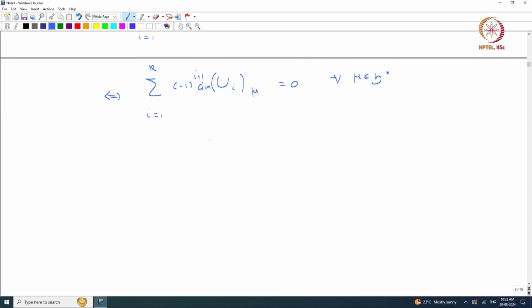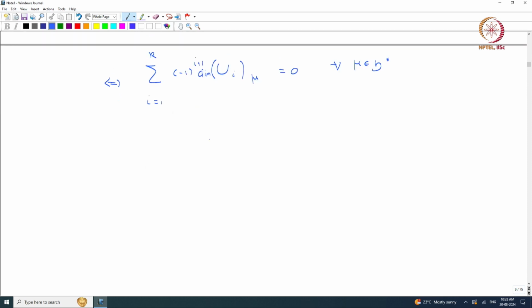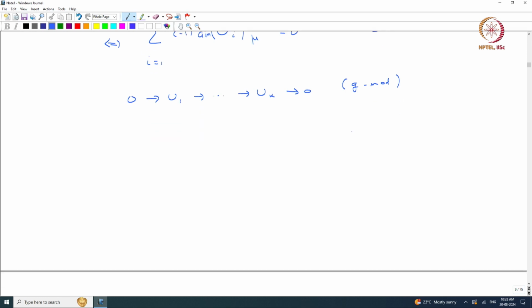Okay. But now, if you think about it, this is what happens here. If you take this long exact sequence of G modules, then of course this is also a long exact sequence of H modules. In particular, I can look at the mu weight spaces. Then it is easy to prove that even at the mu weight space level, we have this long exact sequence.